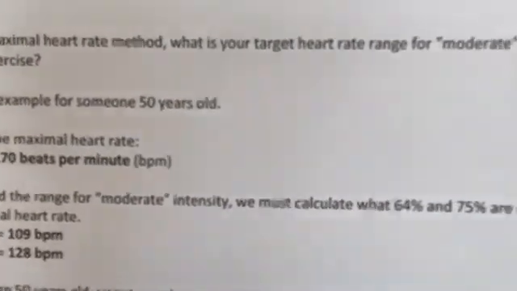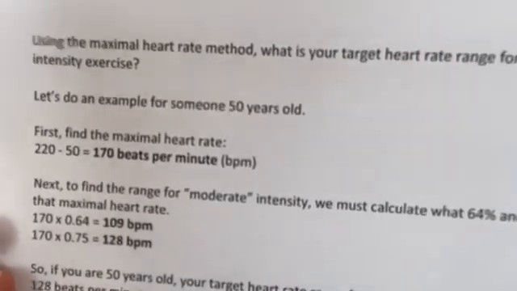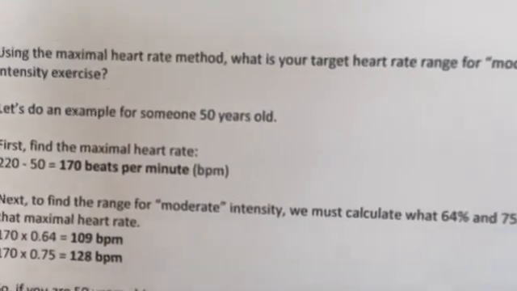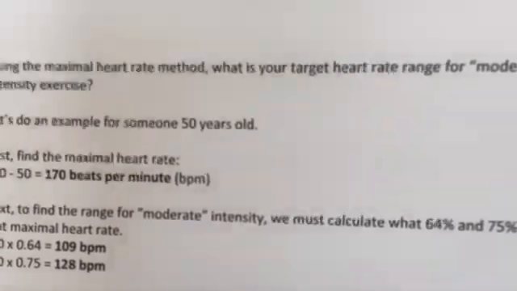So let's do an example. If someone is 50 years old, doesn't really matter the gender at all. Age is what we're talking about here. So if you are 50 years old, we want to first find your maximal heart rate. So remember that calculation, it's the 220 minus your age. So 220 minus 50, there we go. 220 minus 50 is 170 beats per minute. So in theory, based on this method, your maximum heart rate that you should ever get your heart rate to if you are 50 years old is 170 beats per minute.